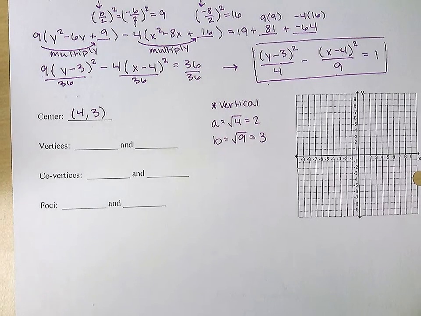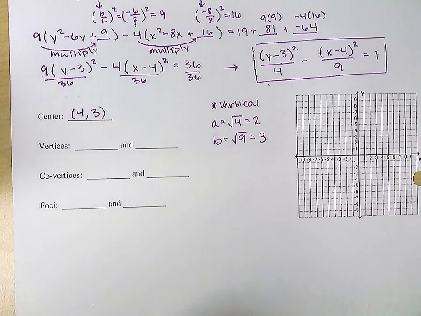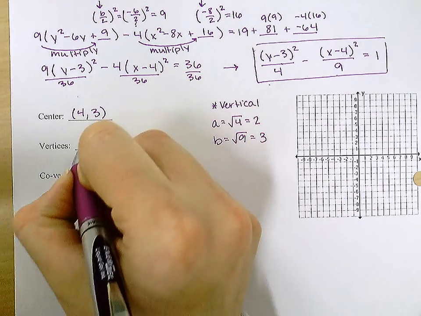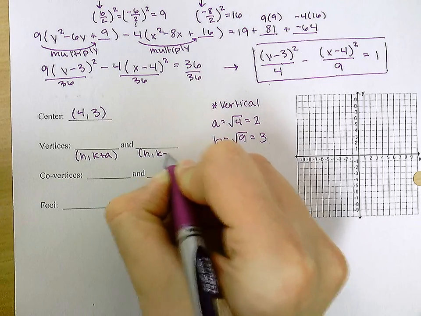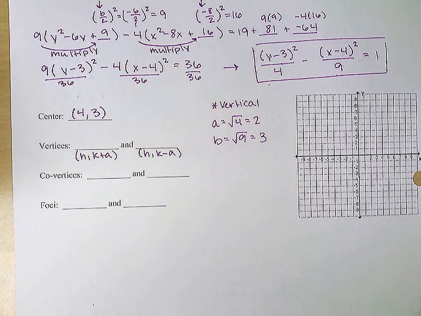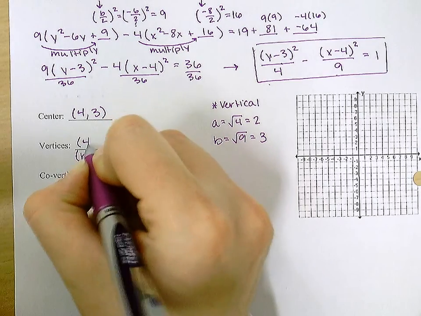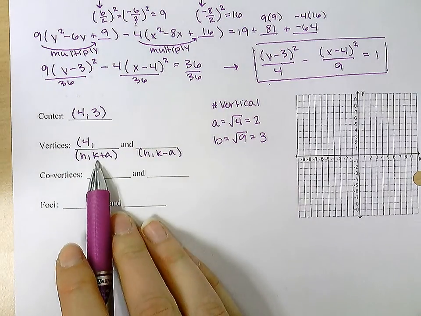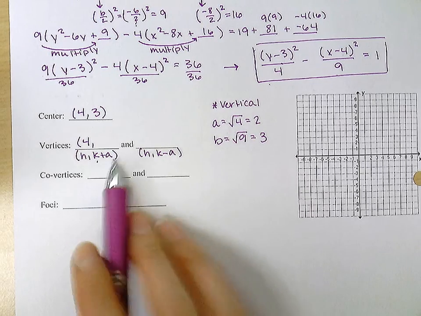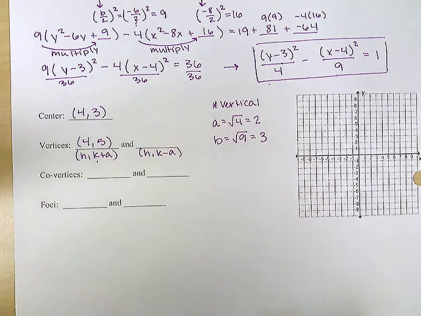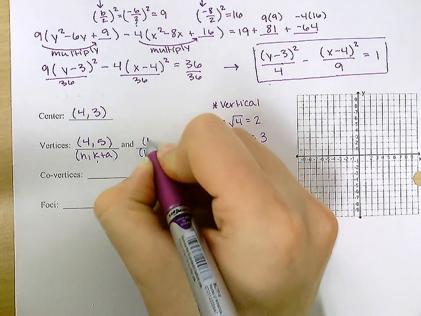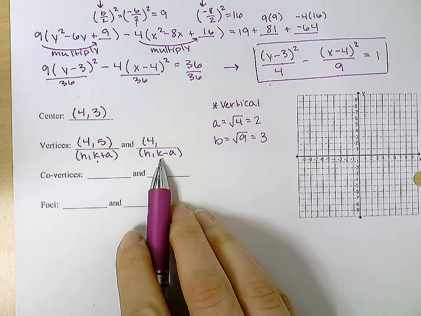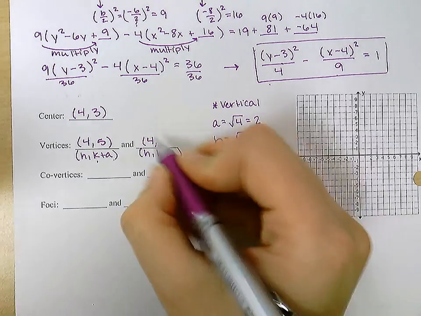The equation to find my vertices for our vertical hyperbola is (h, k plus a) and (h, k minus a). So our h value will remain the same at 4. We'll take our k value of 3, add on 2 to get 5. Second vertex we have at 4, and then taking 3 minus 2 to get 1.